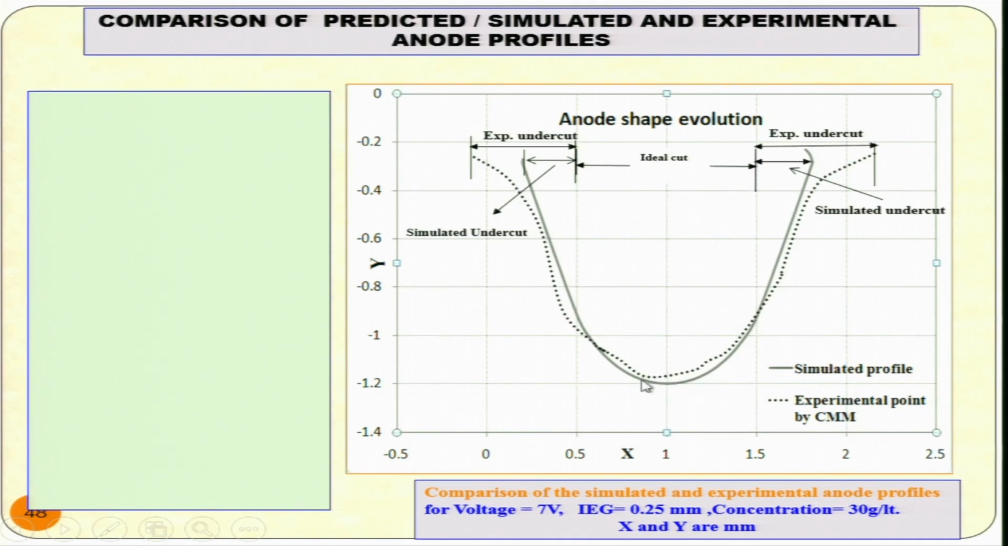Somewhere it is larger, somewhere it is smaller, depending upon the variation of the machining conditions in the inter-electrode gap. That is why you can see here, because there is not efficient flushing of the sludge that is being formed and the temperature is changing, somewhere the experimental one is larger than the simulated one, and somewhere it is smaller than the simulated one.